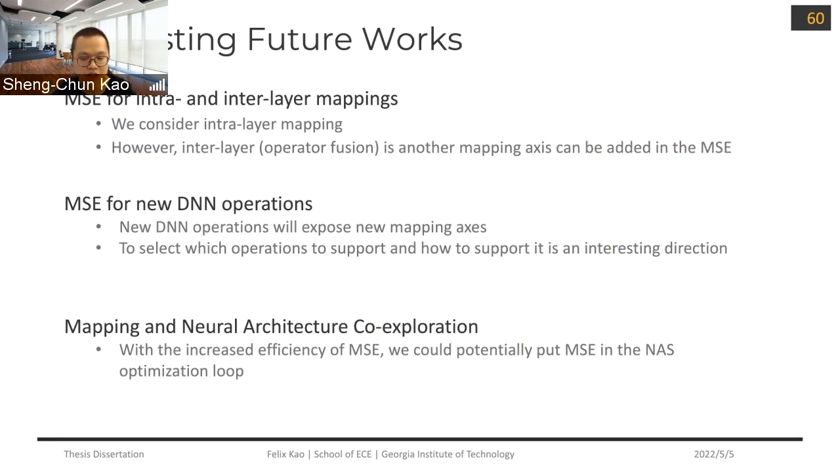Third, in this talk, the aim is to keep increasing the efficiency of MSE, and we believe when MSE becomes more and more efficient, we could start to think about the possibility to include MSE into the neural architecture search process to enable mapping and neural architecture co-search.